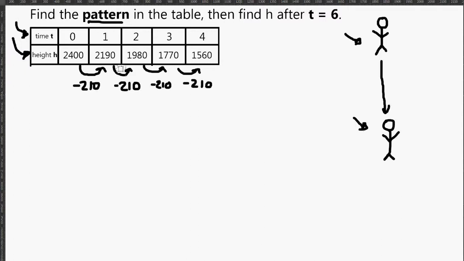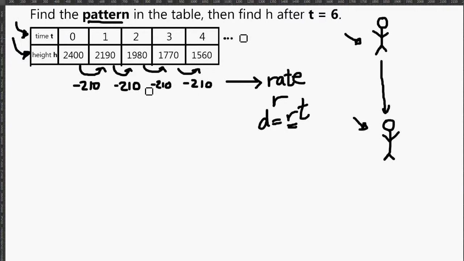And when you see a change happen over time, that's just another way of saying rate. So we know that this is actually the rate of the change. It's actually r. And if you remember that formula we've been using, d equals rt, this is the r in that formula, it's rate. Okay, so we found the pattern in the table. Now what we have to do is find h after t equals 6. So here you have 0, 1, 2, 3, 4, 5, and they want you to find it at 6.